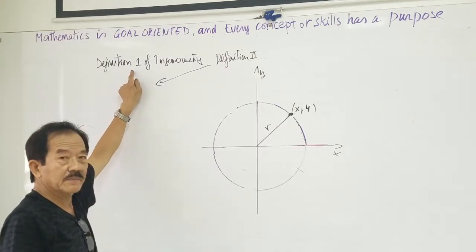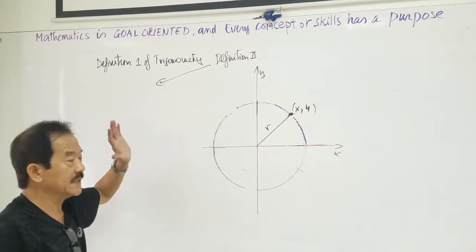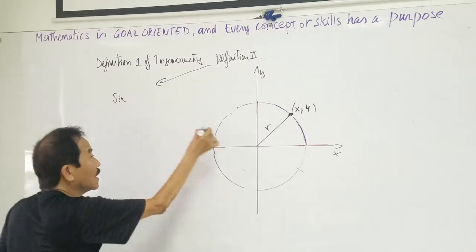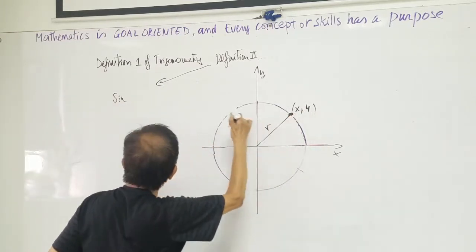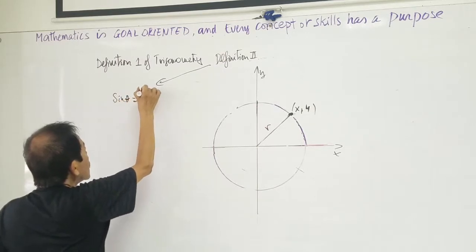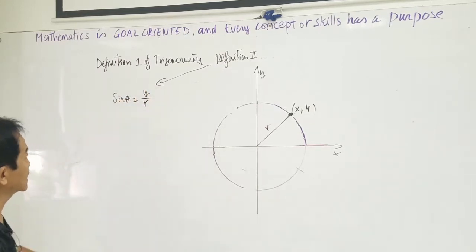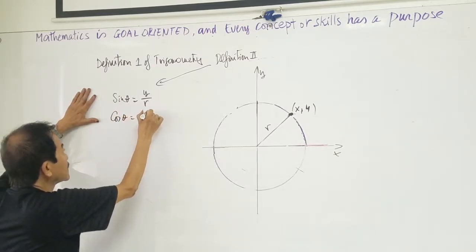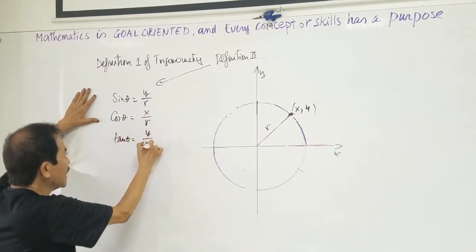Definition 1 is about the angle in the right triangle, acute angle. This one is any angle. So we call the ratio of the point Y over the line of radius R equal sine theta, Y over R. That is definition 2. Then cosine theta equals X over R, and tangent theta equals Y over X.